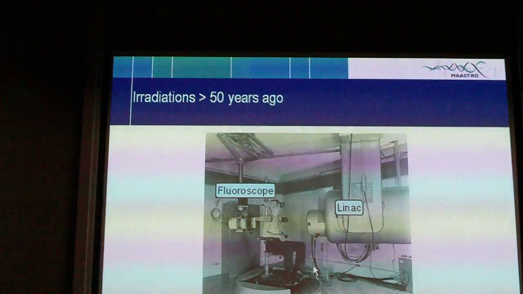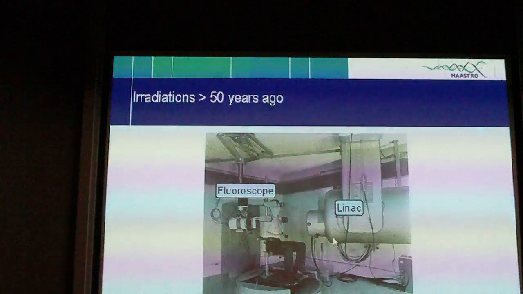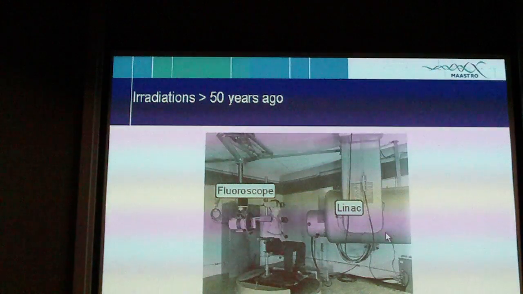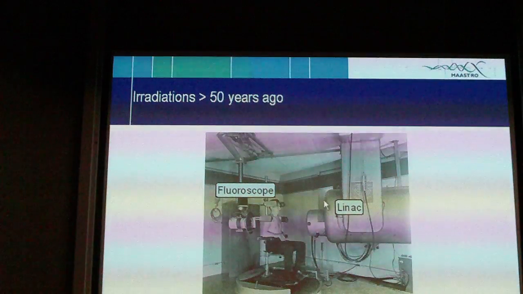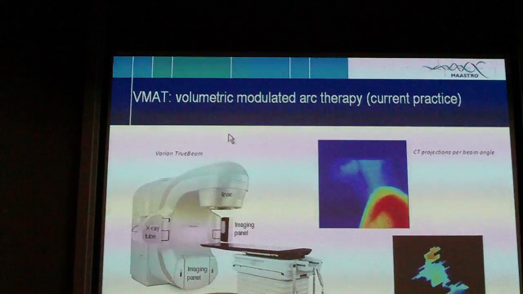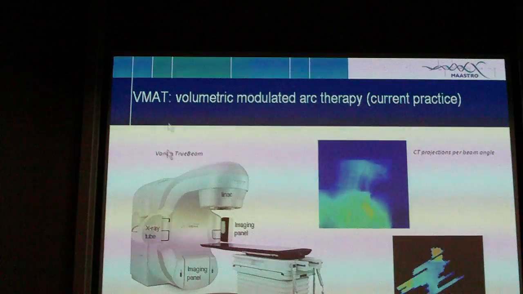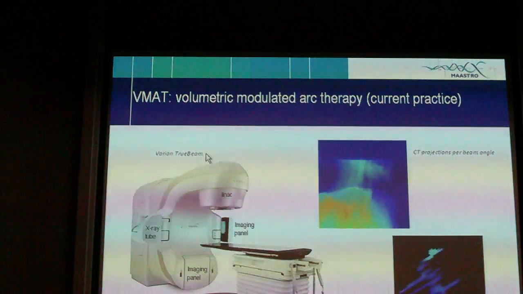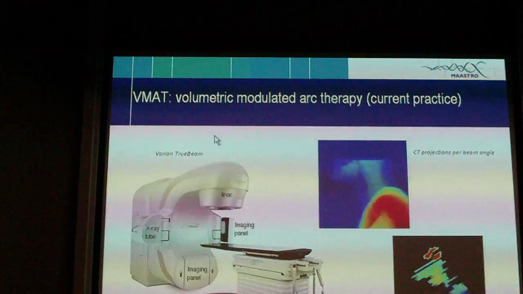So they already tried to do some conformal radiotherapy, based on the shape of the tumor, by rotating the chair with the patient on top of it. So yeah, you can see that this treatment is quite crude, but it's from more than 50 years ago. This is where we are now. We are now at VMAT radiotherapy, which stands for volumetric modulated arc therapy. This is what we're currently using in Maastro Clinic.